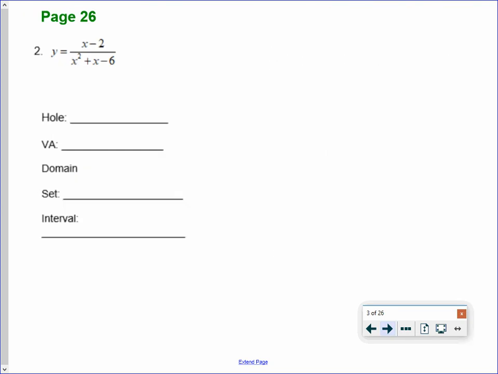Let's go on to number two. Number two, remember, we're going to go about it the same way. We're going to factor first. We're going to cancel out anything we can cancel out if we can. We'll look for holes.